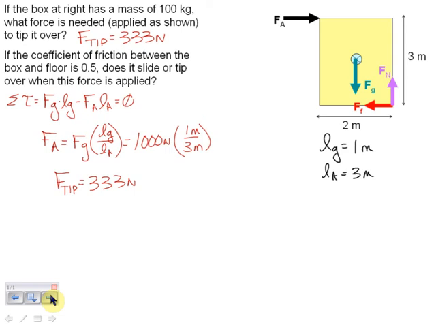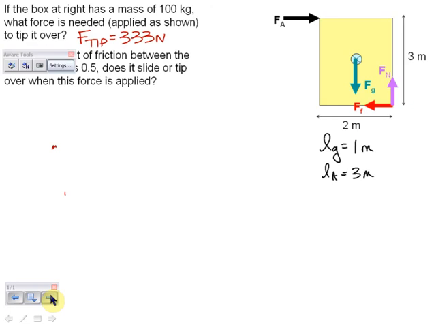Now, part B of this question asks us whether this object is going to slide or tip. To figure this out, we have to determine the maximum value of static friction between the object and the surface and see if the friction is going to max out before we ever get to our tipping force. If it's greater than our tipping force, the object tips. If it's less than our tipping force, the object is going to slide first.